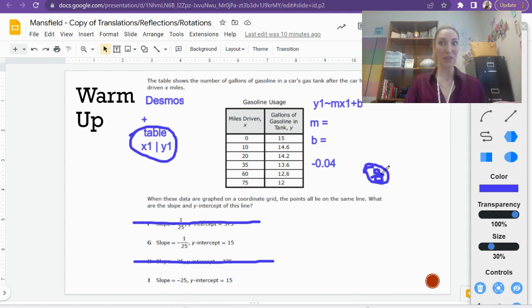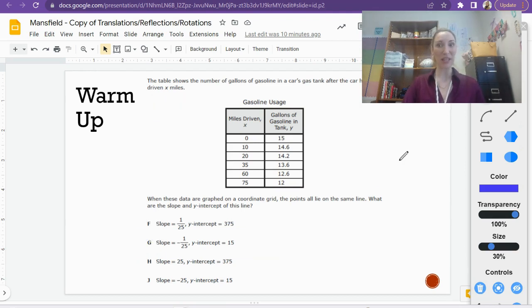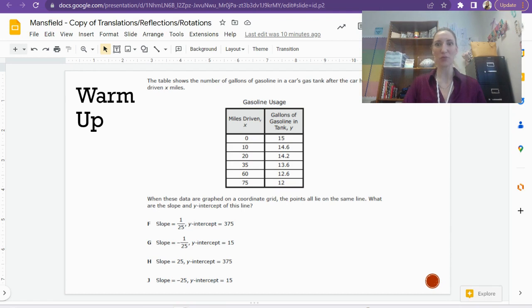This is actually a button. If you click on that, it changes your decimal into a fraction. All right, and then you just see -1/25, which makes G our answer, right? Just a very good warm up for us today. And now we are ready to continue on our lesson over here.